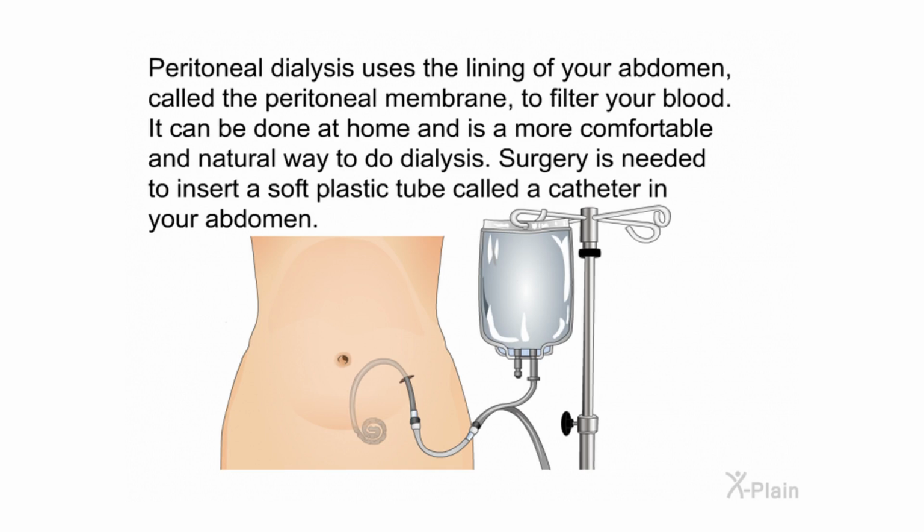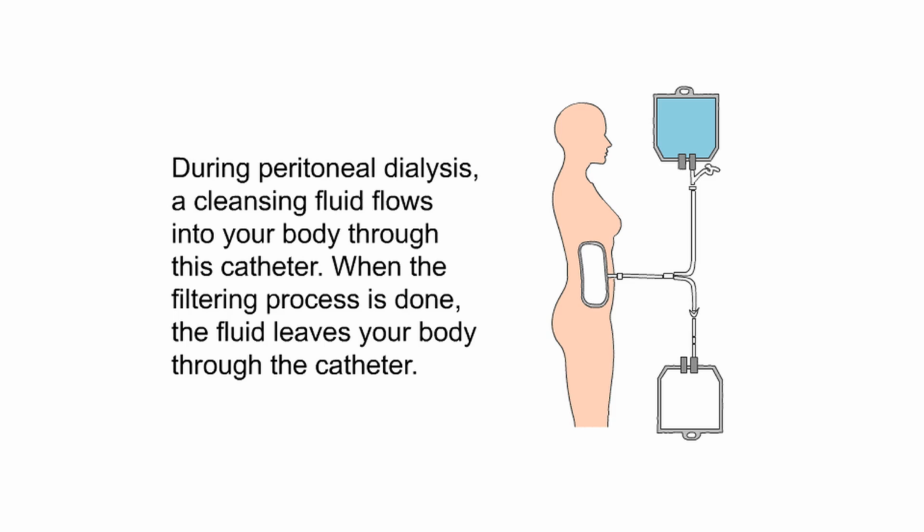Peritoneal dialysis uses the lining of your abdomen, called the peritoneal membrane, to filter your blood. It can be done at home and is a more comfortable and natural way to do dialysis. Surgery is needed to insert a soft plastic tube called a catheter in your abdomen. During peritoneal dialysis, a cleansing fluid flows into your body through this catheter. When the filtering process is done, the fluid leaves your body through the catheter.